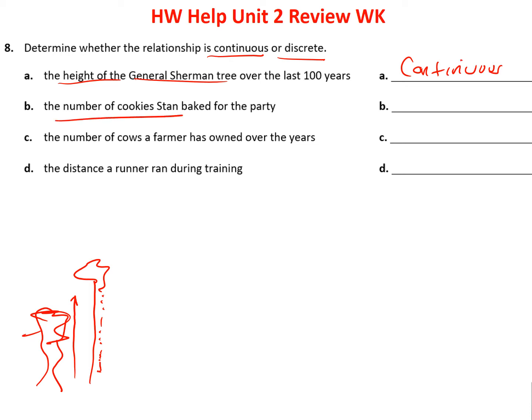On the other hand, the number of cookies Stan bakes, that's going to be discrete. As Stan puts them on the cookie pan, he's going to put 1, 2, 3, 4, a dozen cookies or so, but he's not going to put half cookies on there. Same with the number of cows. He counts how many cows he has, and he gets a whole number, an integer, 1, 2, 3, 20, 30, 50, but he doesn't have 20.5 cows. However, the distance a runner runs, he could run 1 mile and then run 1 mile and a little bit more, and so the distance is continuous.